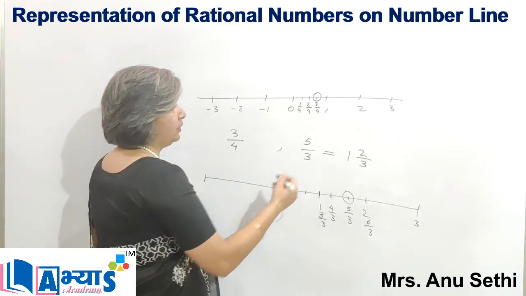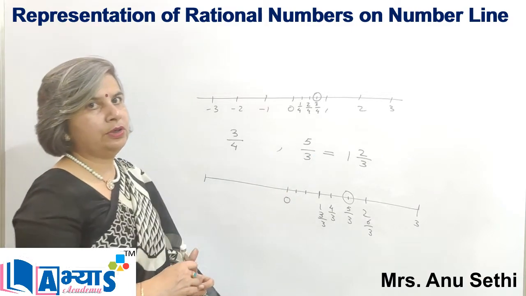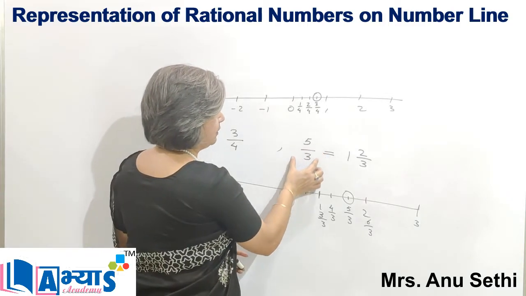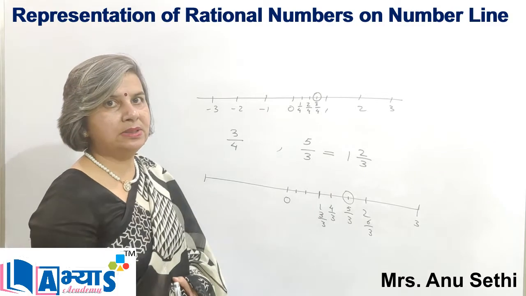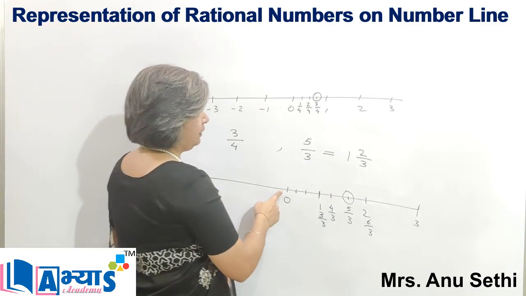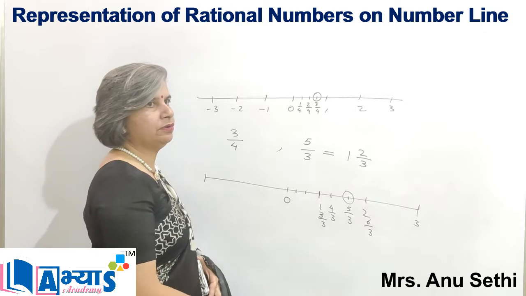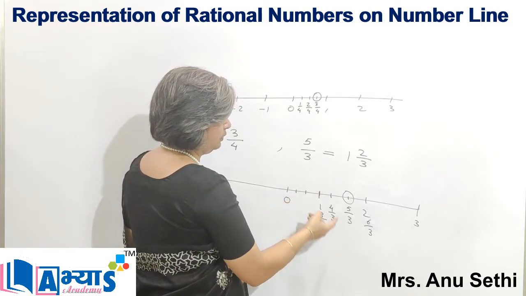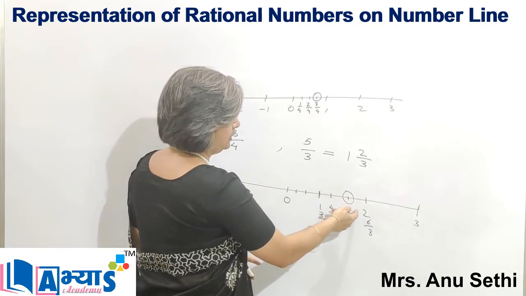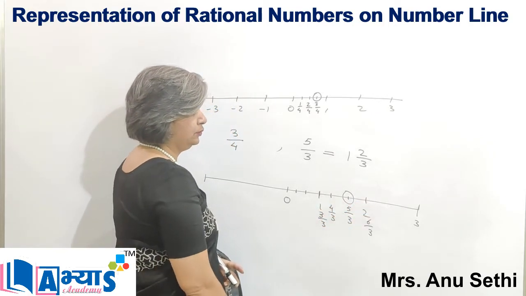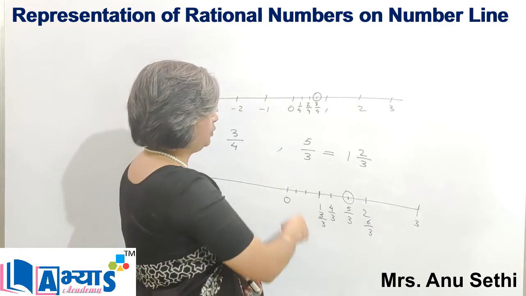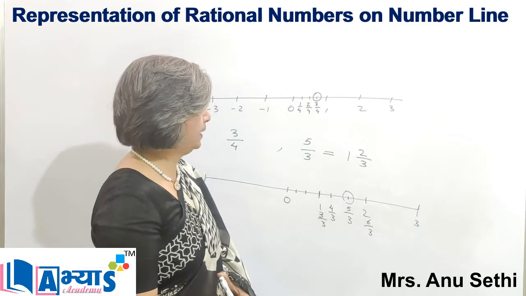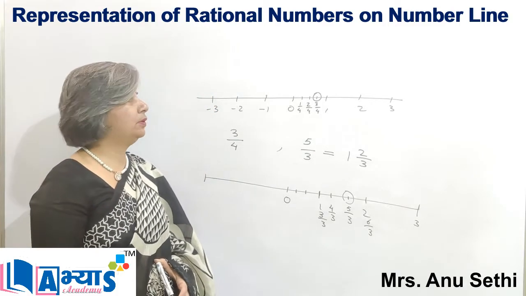Similarly, if I have a number 5 by 3 and I have to plot it on a number line, one way of doing it is, as I know this number is greater than 1 and less than 2, I will divide the area between 0 and 2 into divisions of 3 each. So it will be 1 by 3, this will be 2 by 3, this is 3 by 3, or we can say 1, this is 4 by 3, this is 5 by 3, and then I get 2, which is 6 by 3. I have to plot 5 by 3, so I will mark this point as 5 by 3. So this is how we can plot a number on a number line.